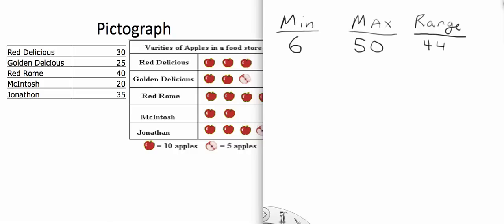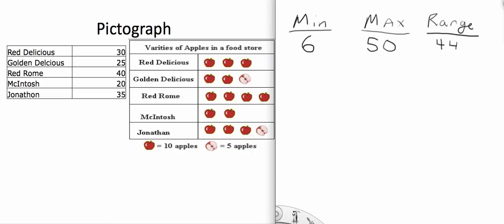Okay, so now if we're looking here, the next thing that we saw on our vocab was the word pictograph. Okay, a pictograph is a graph of pictures. Okay, and we've got over here on the left hand side this would be our table. Okay, varieties of apples in a food store. This is our table. We got 30, 25, 40, 20, and 35 of these different apples. Apples are very good for you, by the way.